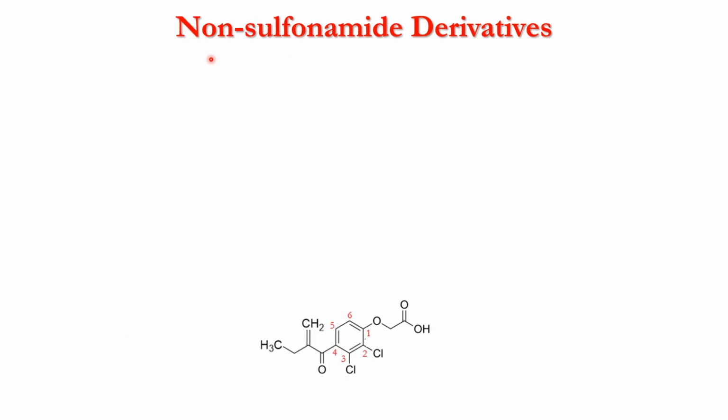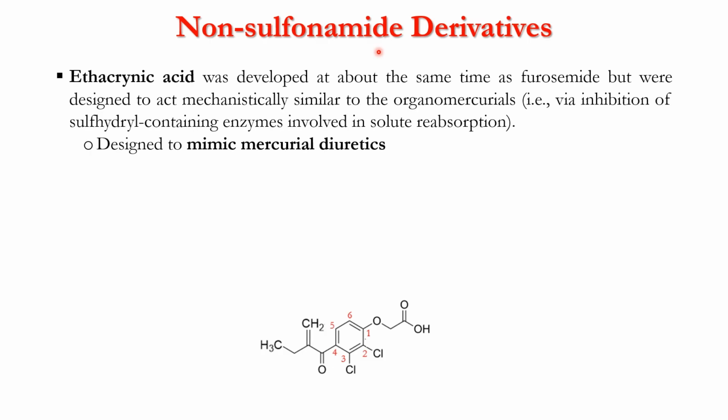Now let's come to the non-sulfonamide derivatives. As we have seen earlier, most of the loop diuretics are considered to be sulfonamide derivatives, with bumetanide and furosemide as the prototypes. Ethacrynic acid was developed at about the same time as furosemide, but was designed to act mechanistically similar to the organomercurial diuretics, which became obsolete when the thiazide and thiazide-like diuretics and the loop diuretics were discovered.